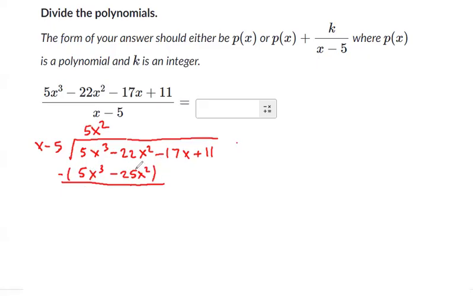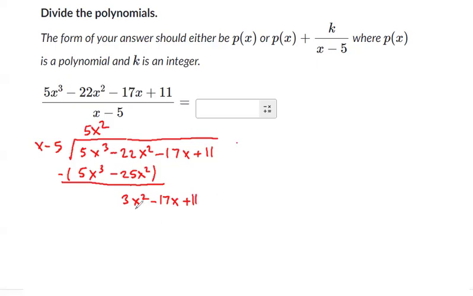When you subtract, these will be gone. So you get positive 25x, and when you combine these, negative 25 becomes positive because of this. So negative 22 plus 25 is just 3. That will be 3x squared. Now we will bring those down.